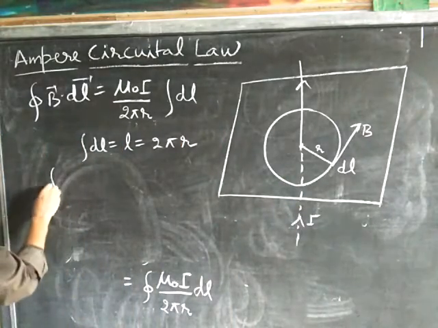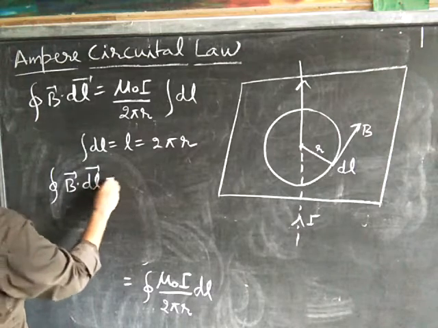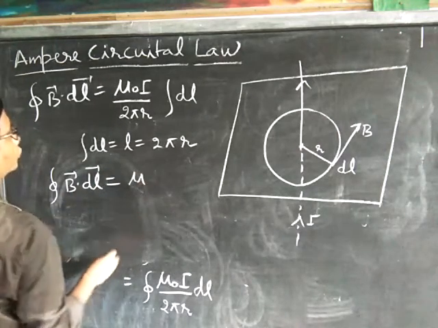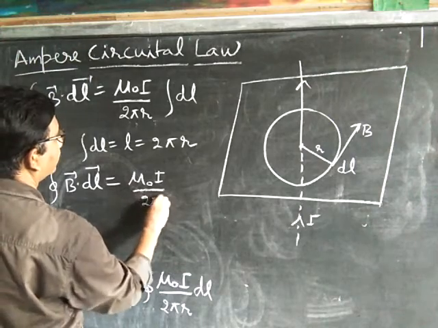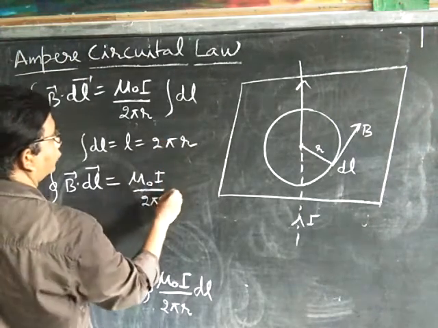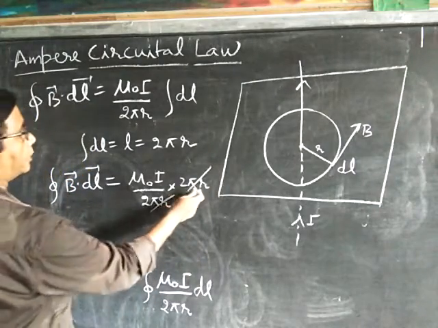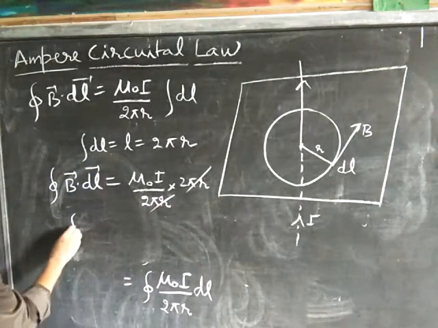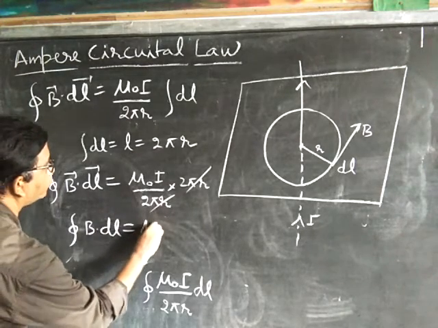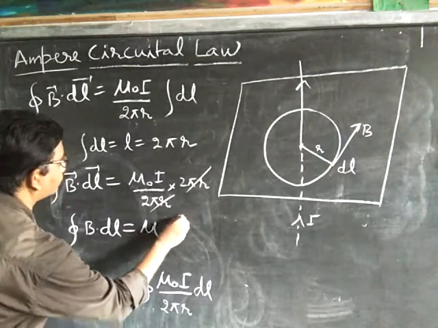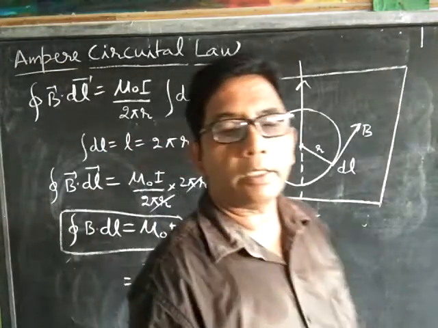Then B dot dl is equal to mu 0 I upon 2 pi r into 2 pi r. We cancel 2 pi r from numerator and denominator. Thus B dot dl is equal to mu 0 I. This is Ampere's circuital law.